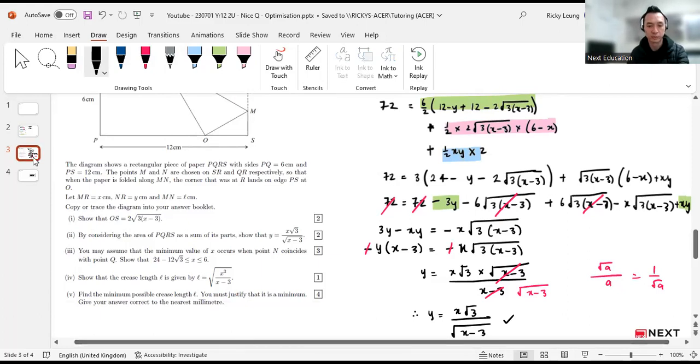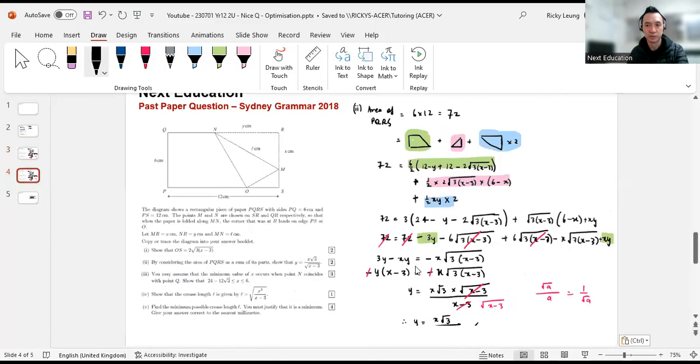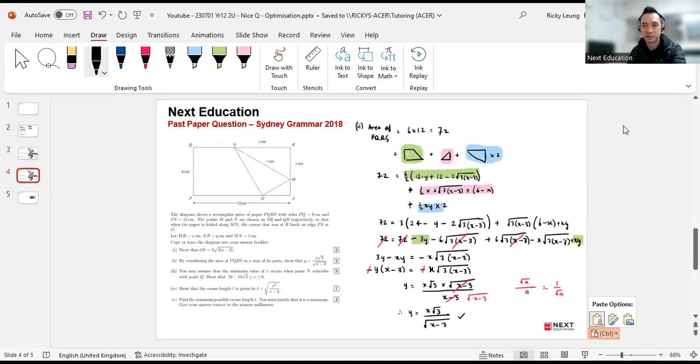Okay, I need more space. Wow, this is why it's 12 marks. It's just taking a lot of space. Come on now.